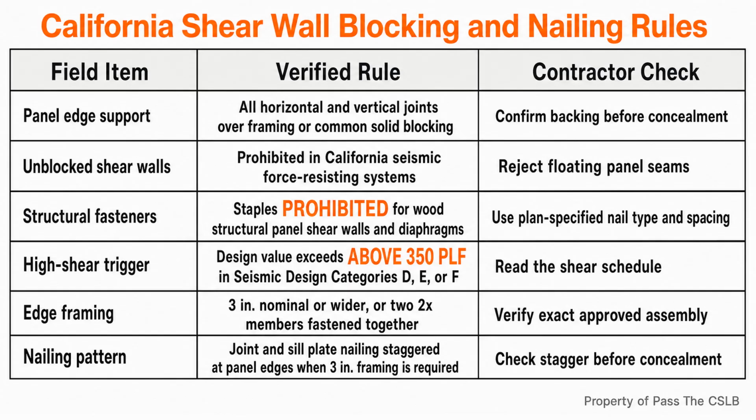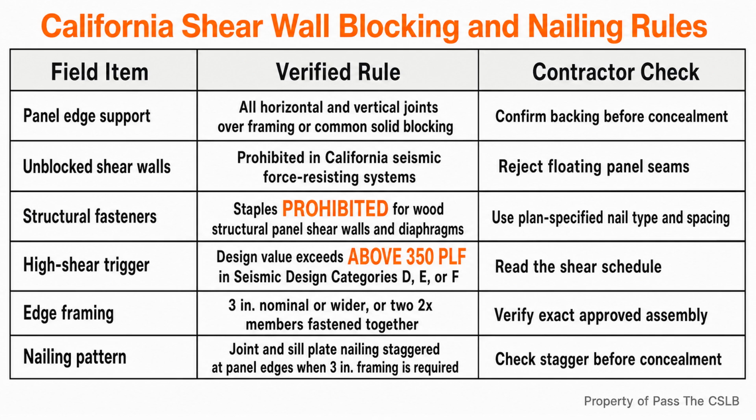I want to be precise about the phrase 3 inches nominal. It does not mean I take a tape and demand an actual 3-inch finished width from every piece. Nominal lumber language refers to the standard size designation. The approved detail may call for a solid 3x-member, a larger member, or 2 2x-members fastened together. I verify the exact assembly shown rather than inventing my own version of double framing.